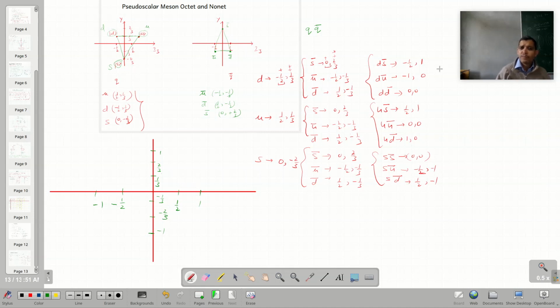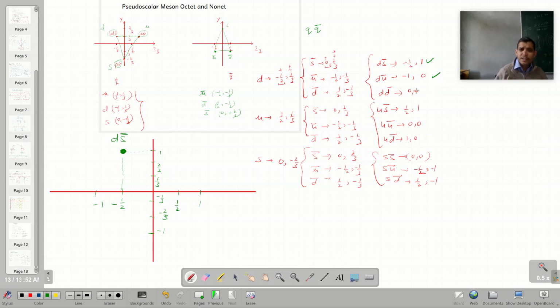So let us mark all these points. So first of all, let me mark this point. ds bar is basically minus 1 by 2 and 1. So this is minus 1 by 2, and here, so that means this is the point, right? This is 1 point. So let us call it as ds bar.